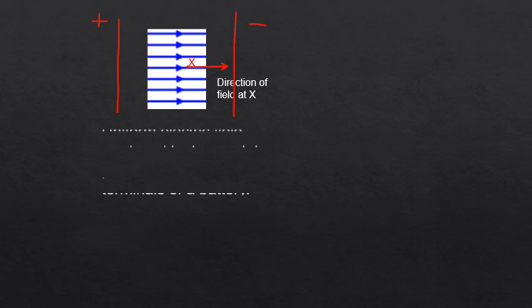Okay, so now moving to an illustration of a uniform electrical field. So say you have two plates. One is positive and one is negative. So an electrical charge X will be moving in the direction of that field at point X, and it's uniform because the distance between the electrical field lines is the same.